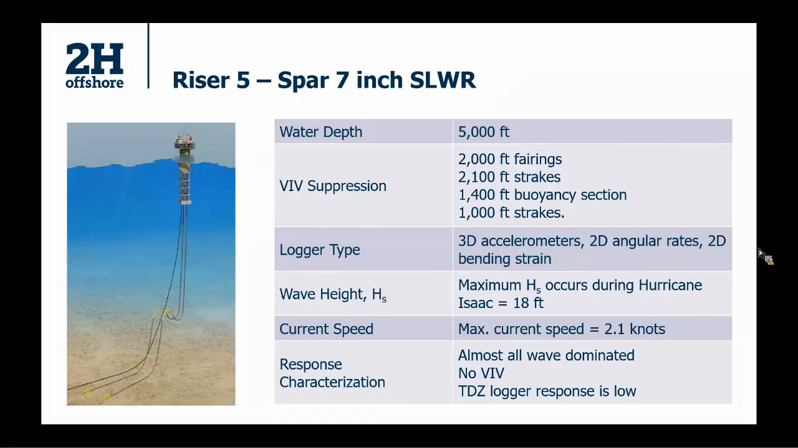Now, when I say max current speed for any of these risers, it is what we have measured. There could be a higher current speed above the measurement point, for example. And we saw that the response was almost all wave dominated. There was no VIV, even though the buoyancy section was not straked or faired. And since this is a lazy wave riser, it isolates the motions from the top to the touchdown zone. So touchdown zone logger response was practically nothing. It was in the noise region.